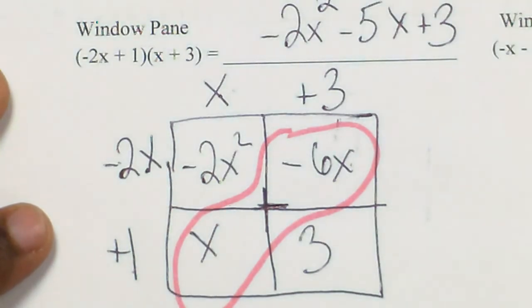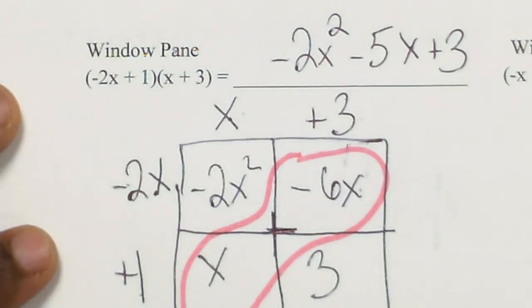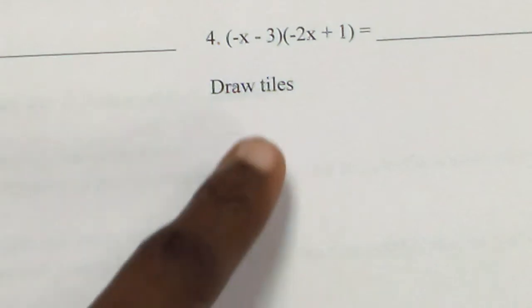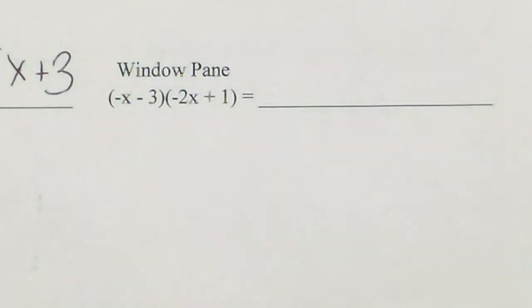Try the next one on your own. I'm going to pause it for a second so that you can try number 4 on your own. You can do it using the tiles, or you can do the same problem using the window pane, whichever method you choose.